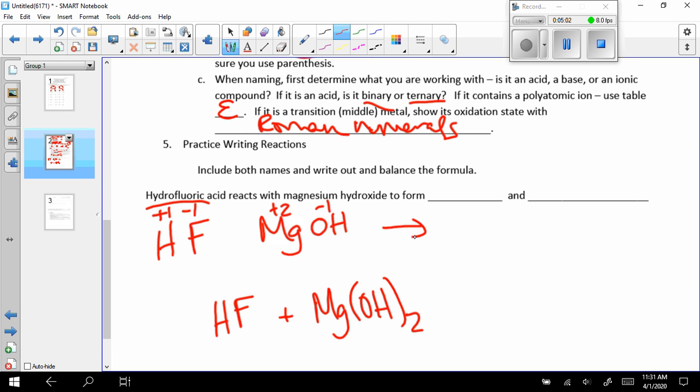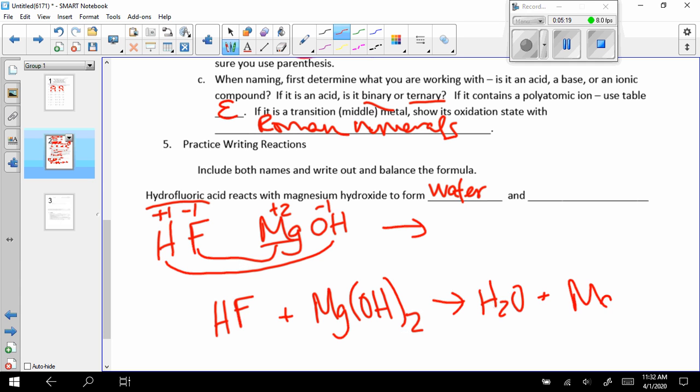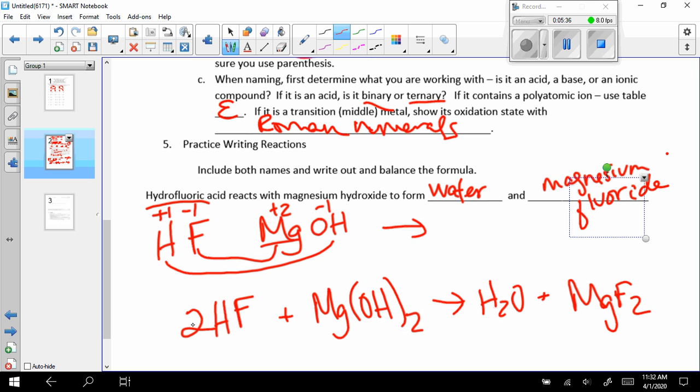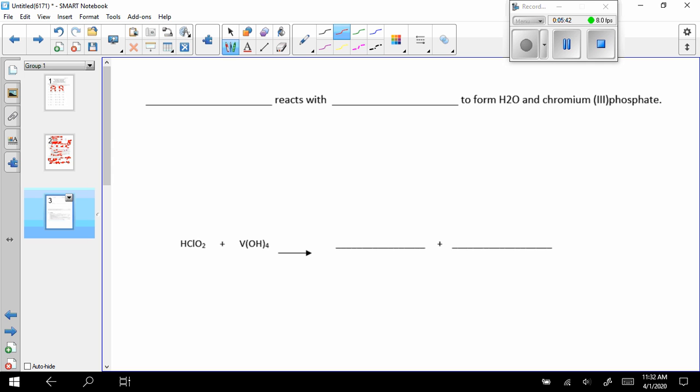To form... All right, so now I'm going to put the H and the OH together. So that's going to give me H2O. So water is one of my products. And then I want to put the Mg and the F together. Mg is a +2, F is a -1, so MgF2. And the name of that would be magnesium fluoride. And then I want to balance it. So 2 F's means I've got to put a 2 here to have 2 F's, and that gives me 1, 2, 3, 4 H's. So I put a 2 there, and now I'm balanced. All right, let's move on to the next one.